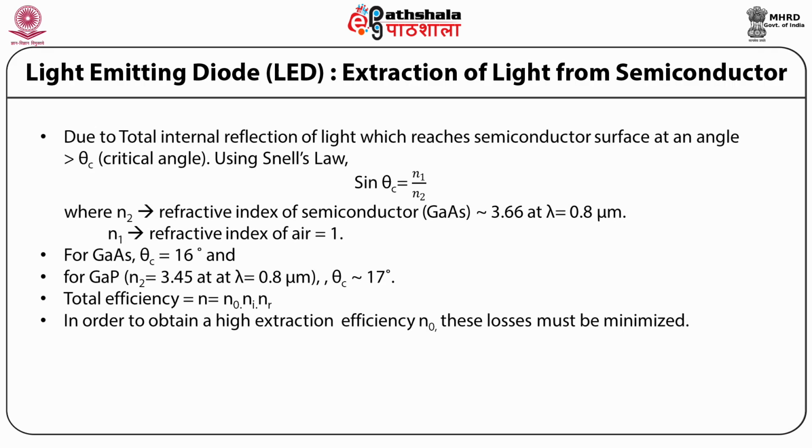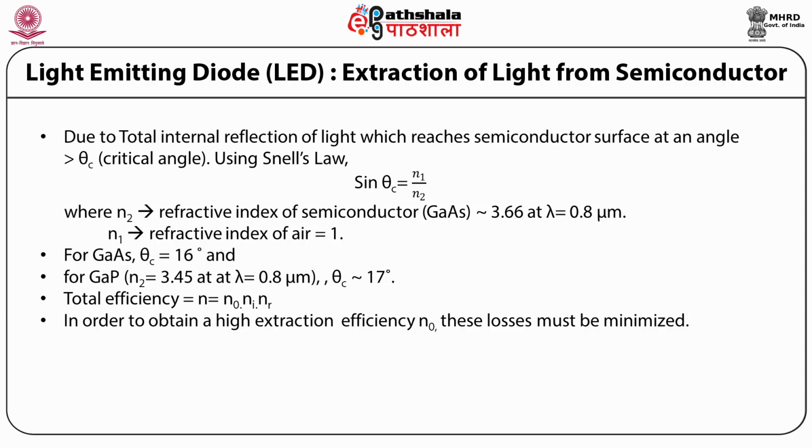Due to total internal reflection, light which reaches the semiconductor surface at an angle greater than the critical angle is lost. Using Snell's law, sin theta c equals N1 by N2, where N2 is the refractive index of gallium arsenide semiconductor, approximately 3.66 at lambda equal to 0.8 micron, and N1 is the refractive index of air, equal to 1. Now for gallium arsenide, the critical angle is 16 degrees, and for gallium phosphide, it is 17 degrees.